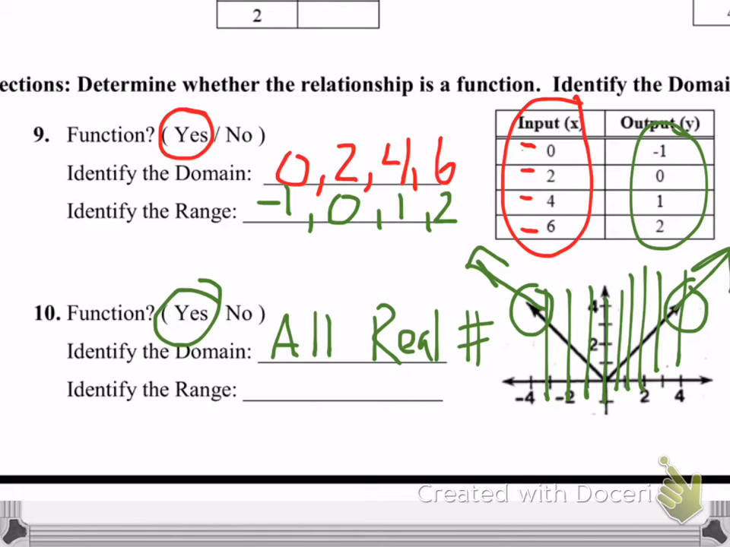My range is a little different. My range will never go below 0. It will continue to go up, giving me all of the positive y values, but I'll never have anything below 0, so I'll always have only positive values. I can write this as saying y is greater than or equal to 0.